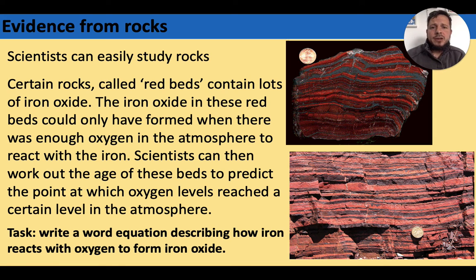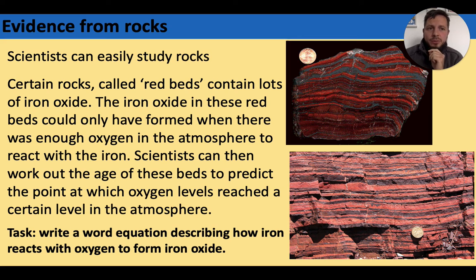Now, these red beds are rocks that contain lots of iron oxide. The iron oxide in these red beds can only form if oxygen was present in our atmosphere. So scientists can date the age of these rocks, and then they can work out when the level of oxygen began to build up in our atmosphere to a point where it would have started to support life or more advanced forms of life. Now, what I'd like you to do is, can you write a word equation describing how iron reacts with oxygen to form iron oxide? Do that for me now, please.